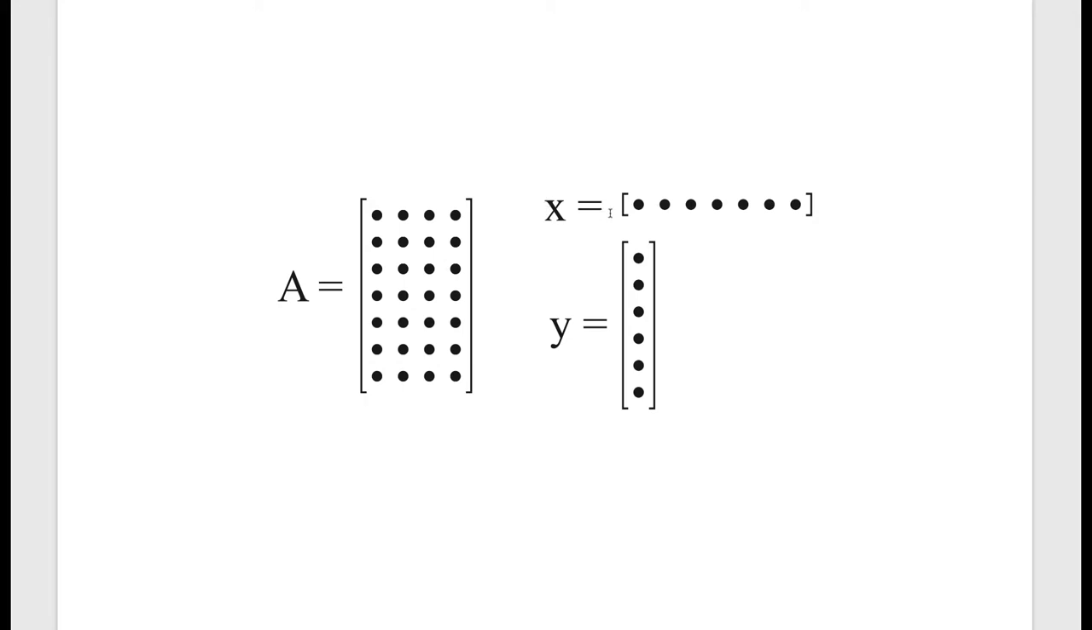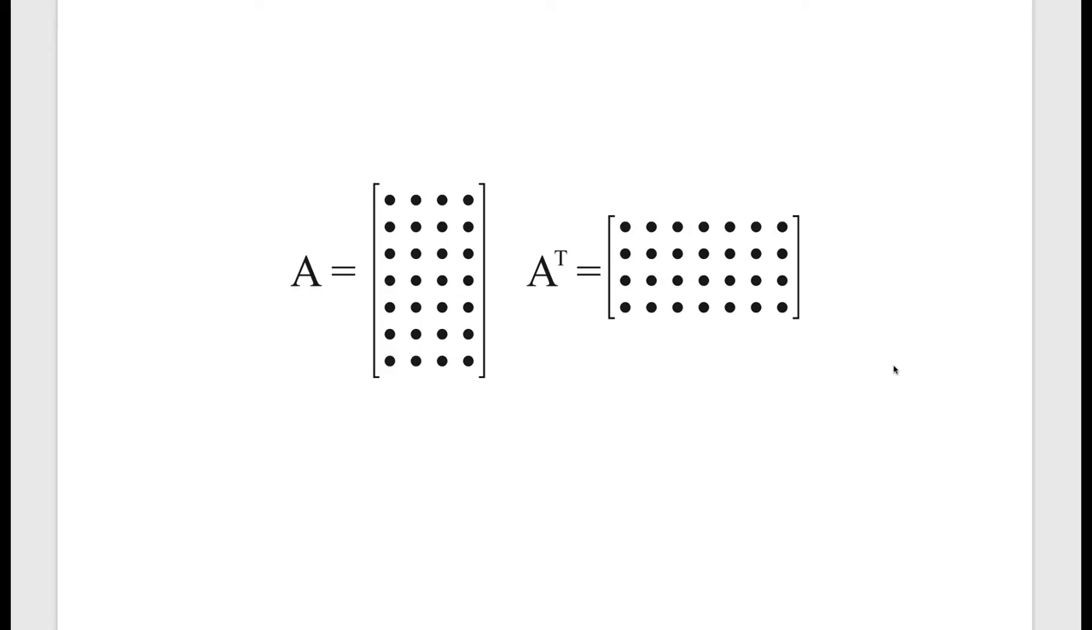X here is what we call a row vector. It has these elements arranged horizontally. Y is a column vector. It has its elements arranged vertically. We can flip a matrix using the transpose operator. So A is again this 7 rows, four columns matrix. If I say A transpose, this is not A to the power T, but rather just A with the transpose operator, we flip the rows and columns.